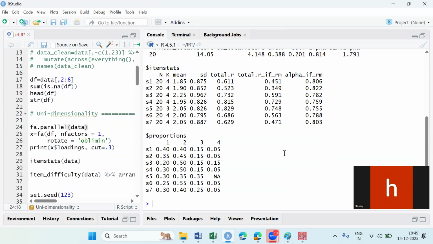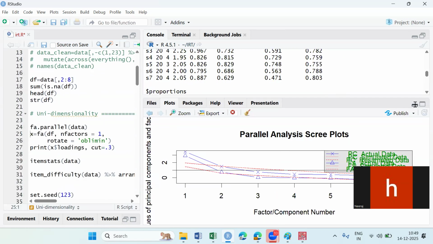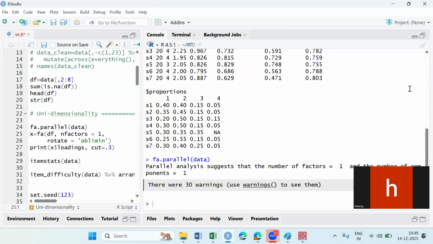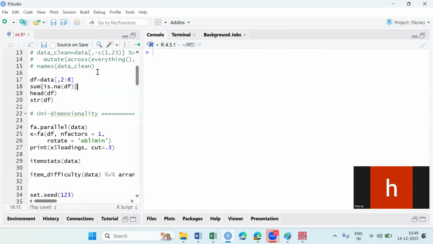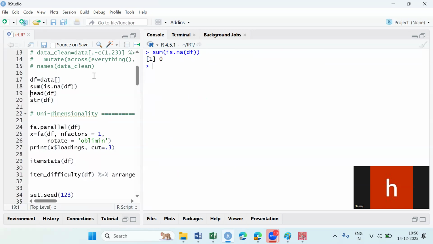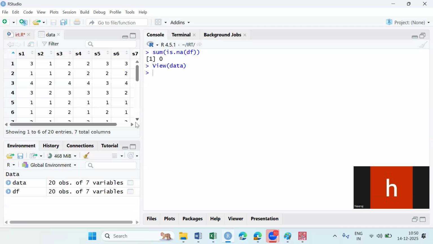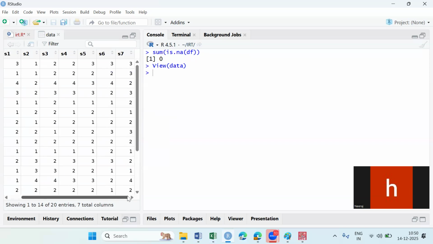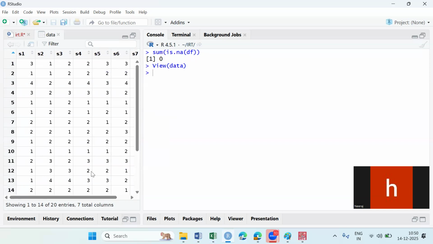Sir, when there was no missing value, then why did this NA come? In the proportion result only. NA means, is there any cell in the data file where there is no data? I'm talking about missing frequency. NA here means, in the file, is there any cell where there is no data?